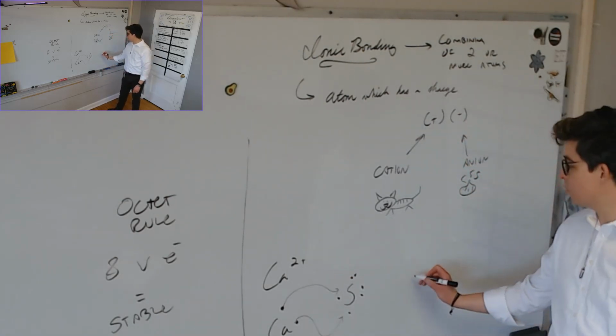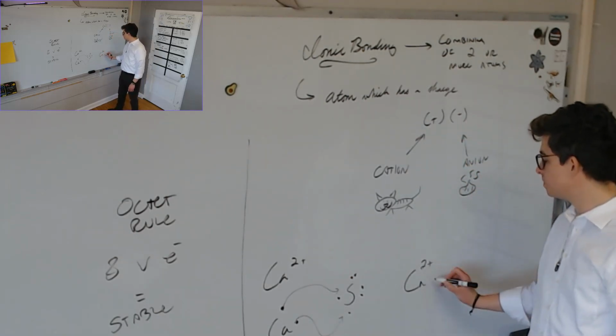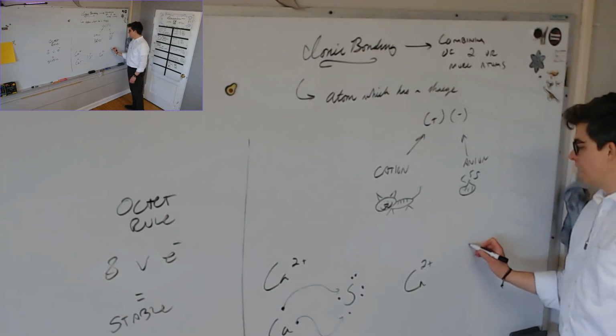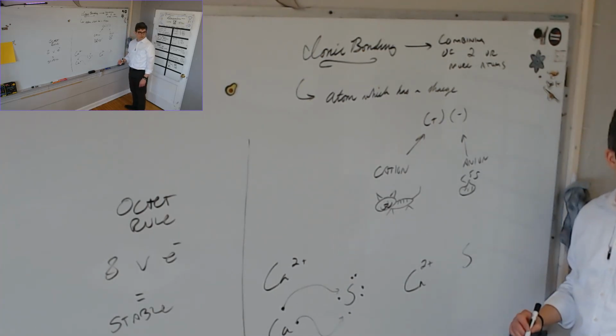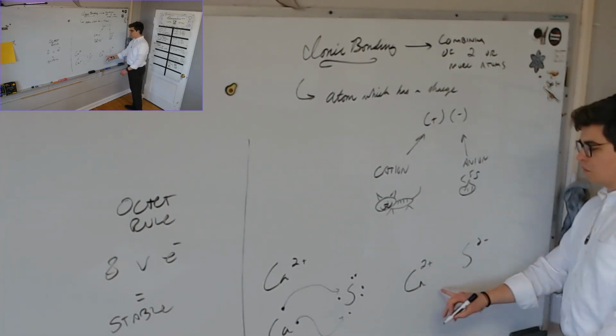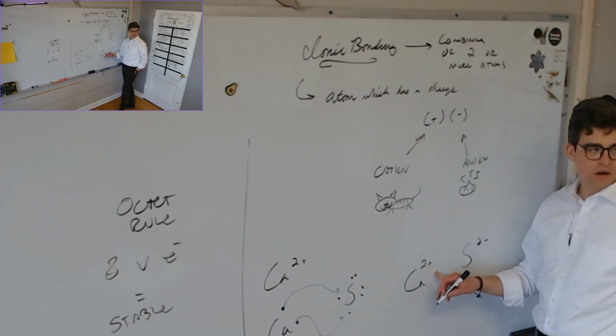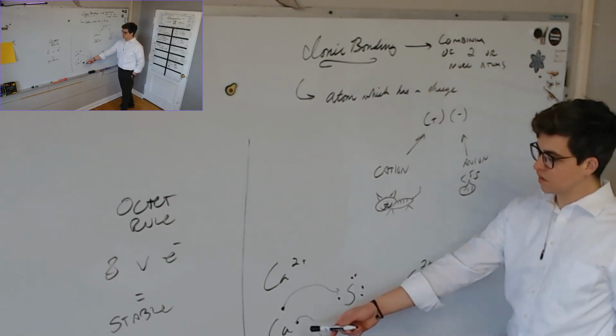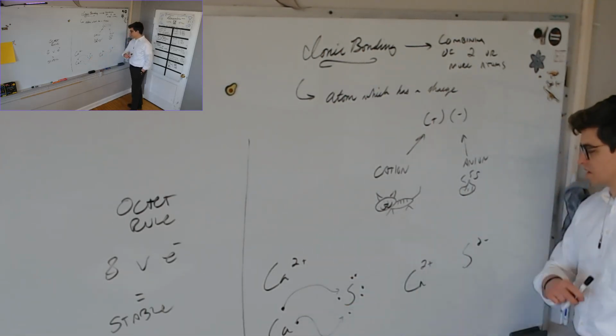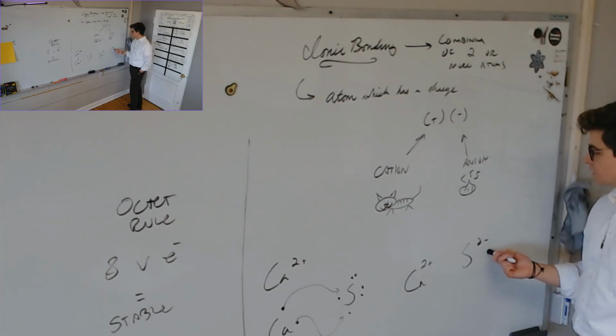So now we end up with calcium 2+, like I wrote over there, and sulfur 2-. But this one lost electrons. Why does it have a positive charge now? Because electrons have a negative charge, exactly right. So if it loses electrons, it now has a positive charge. Sulfur has gained 2 electrons and so it has a negative charge.